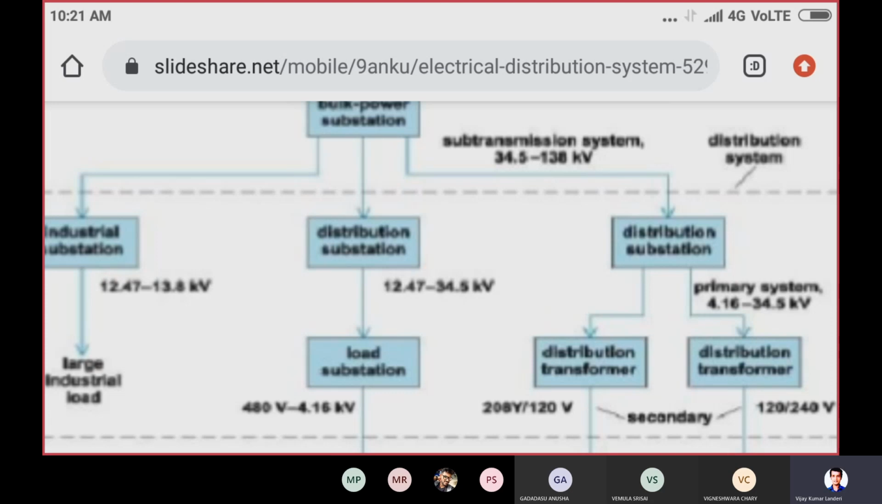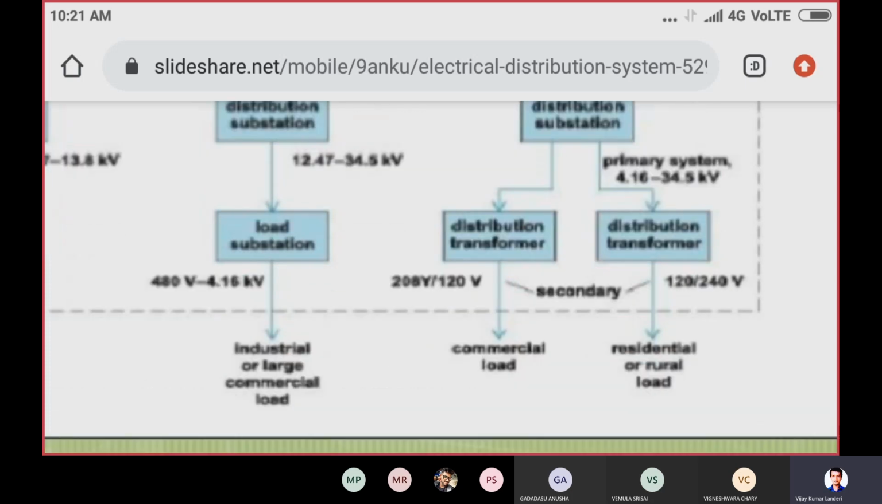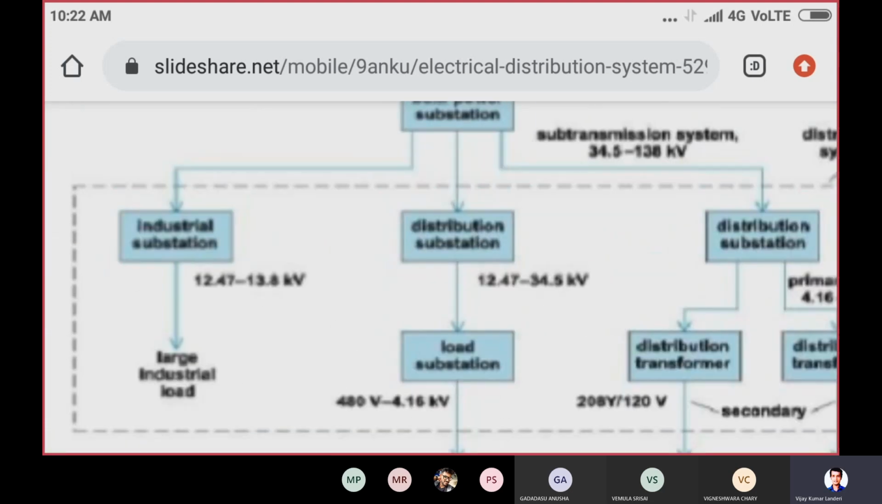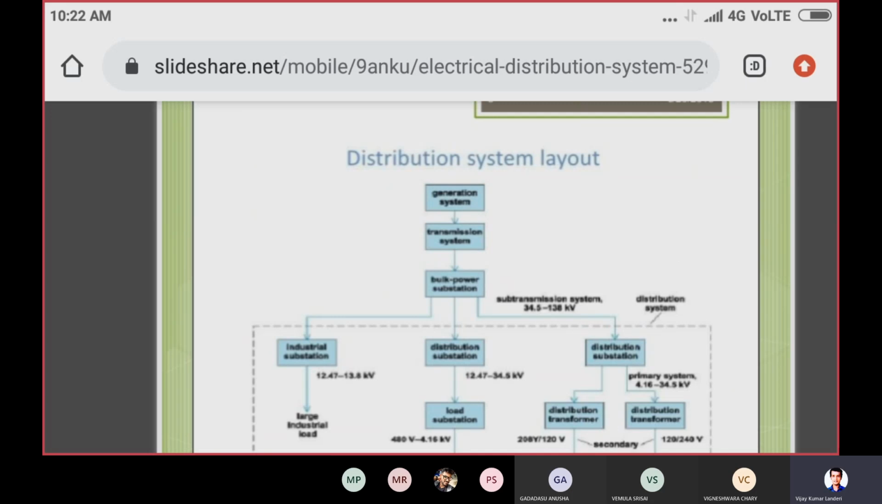And again we have one more distribution substation where the output voltage is given to the distribution transformers, where the voltages range from 4.16 to 34.5 kV. From these distribution transformers, the output voltages will be, as you can observe, 208 by 120 or 120 by 240. These voltages are generally given to the commercial, residential or rural loads. So this is the overall layout diagram of the distribution systems.